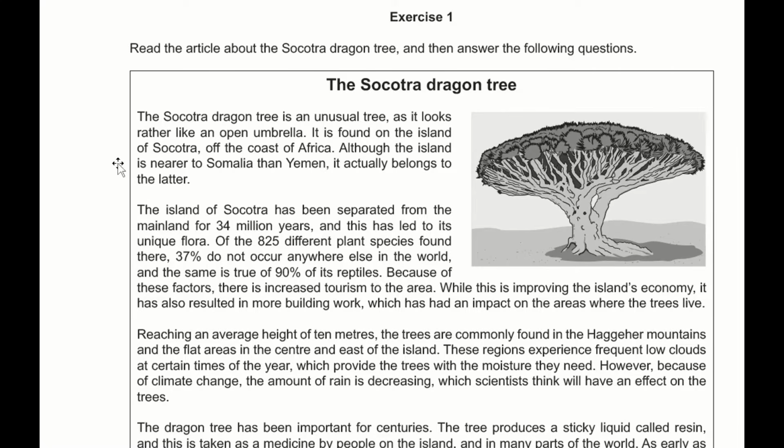So paragraph 1: "The Socotra dragon tree is an unusual tree as it looks rather like an open umbrella. It is found on the island of Socotra off the coast of Africa." Okay, so not the name of a country, but I'm going to highlight it anyway. "Although the island is nearer to Somalia than Yemen, it actually belongs to the latter." Okay, so the reason why I've highlighted these 3 words here is because they are either names of countries or they refer to a region, or a continent in this case.